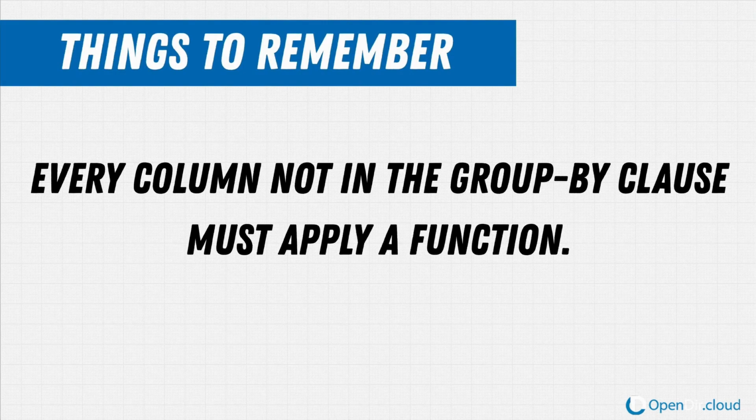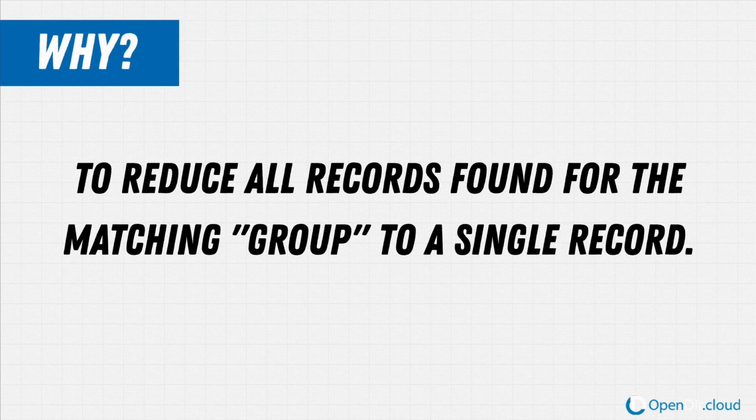Group by is stricter than it looks. Now, why? Well, group by is there to reduce all records found for the matching group to a single record. So when we create this group, it's going to boil that group down to a single record. It's to run that analytical and aggregate function against that group. What we basically are saying is, hey, we have all of this data and there are all these kinds of duplicates in here. And I want to run this calculation against this group. I want to know an output for this group. So it's going to boil down the group to a single record.